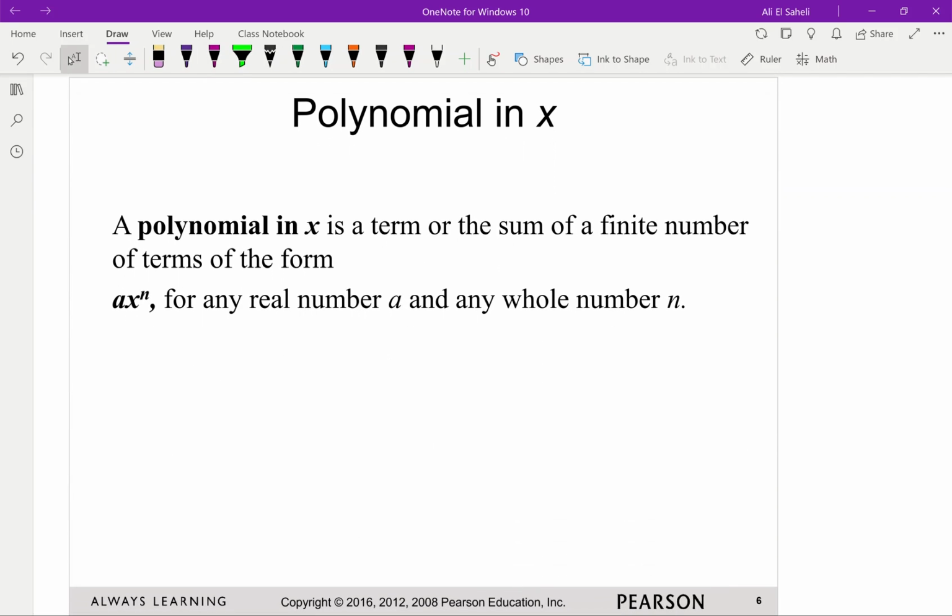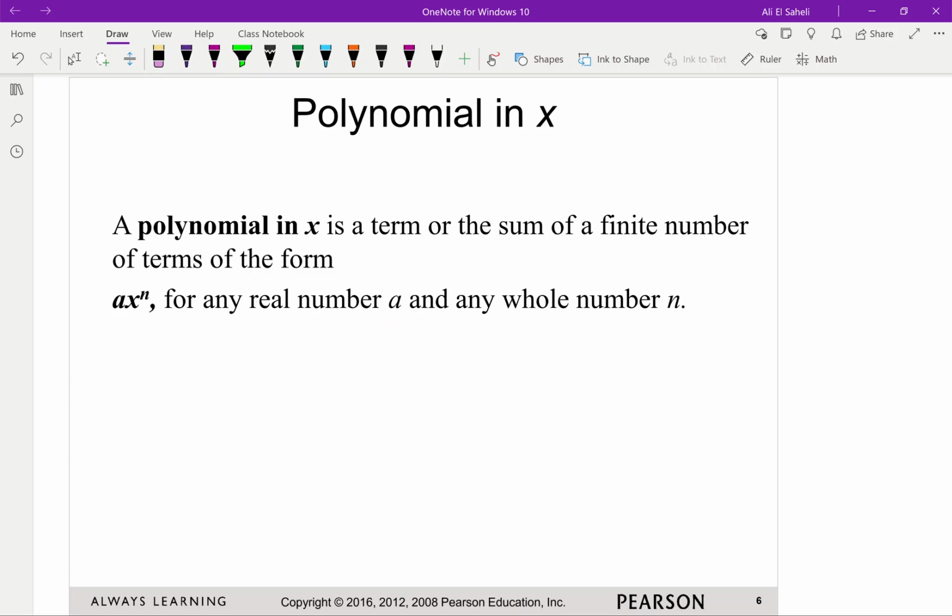A polynomial in x is a term or the sum of a finite number of terms of the form ax to the power n, for any real number a, so these are the coefficients, and any whole number n, these are the exponents. So it has to be a finite number, not infinite. So a could be any real number, and x could be raised to any whole number.